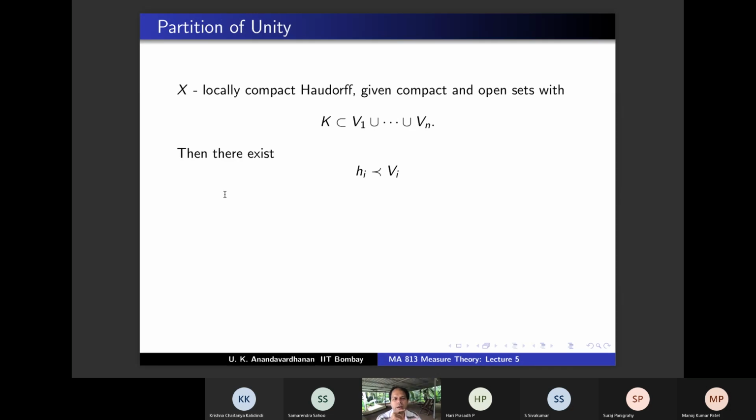We are going to claim that there are h_i precedes V_i. So h_i are continuous of compact support, and the support of h_i is contained in V_i, and instead of h_i being identically 1, what we are going to claim is h_1 plus etc. plus h_n is identically 1 on K. So it's an extension of Urysohn's lemma, and it's a corollary to Urysohn's lemma actually.